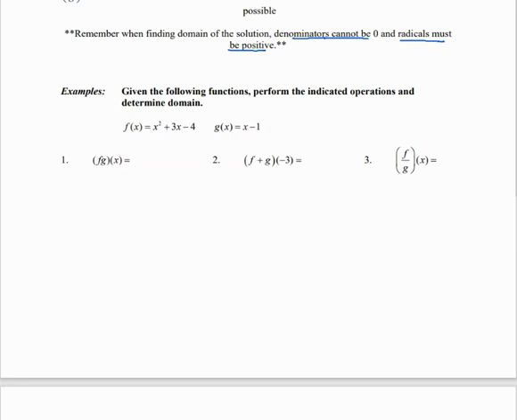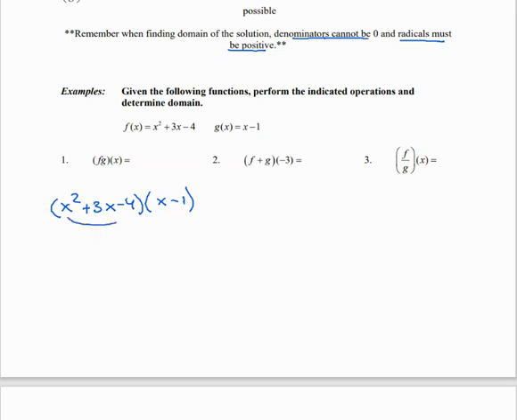So in this first scenario, we have our functions, f of x and g of x, and question 1 says f times g of x. So we're literally going to take function f, which is x squared plus 3x minus 4, and multiply it with function g. Now remember, multiplication is commutative, so if you want to rearrange the order of them, feel free to do so. But I'll just multiply now.